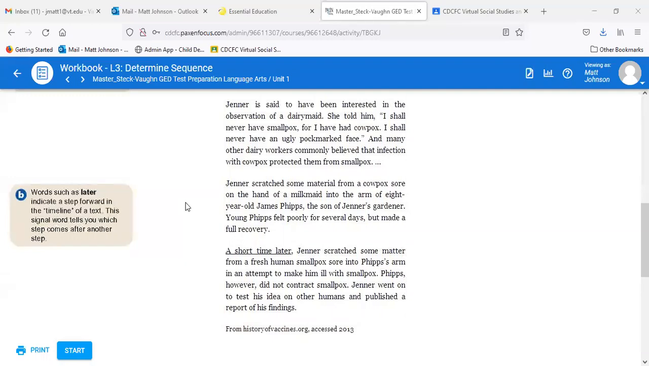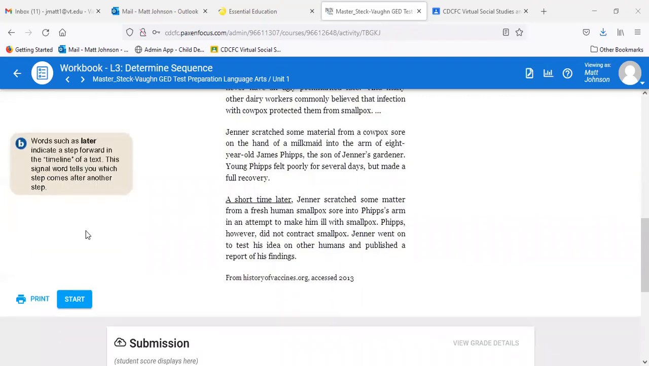A short time later, there's our signal, Jenner scratched some matter from a fresh human smallpox sore into Phipps's arm in an attempt to make him ill with smallpox. Phipps, however, did not contract smallpox. Jenner went on to test his idea on other humans and published a report of his findings. So yeah, there's the development of the smallpox vaccine.